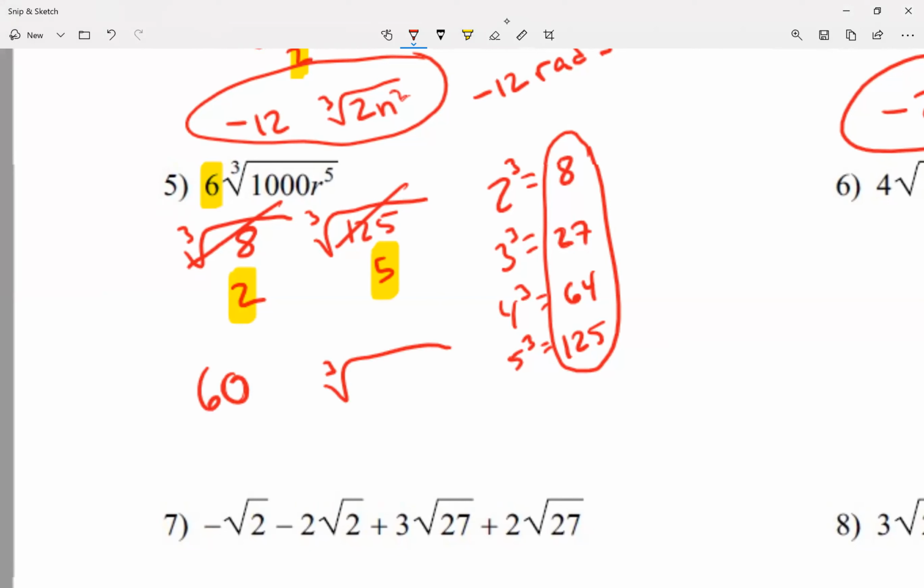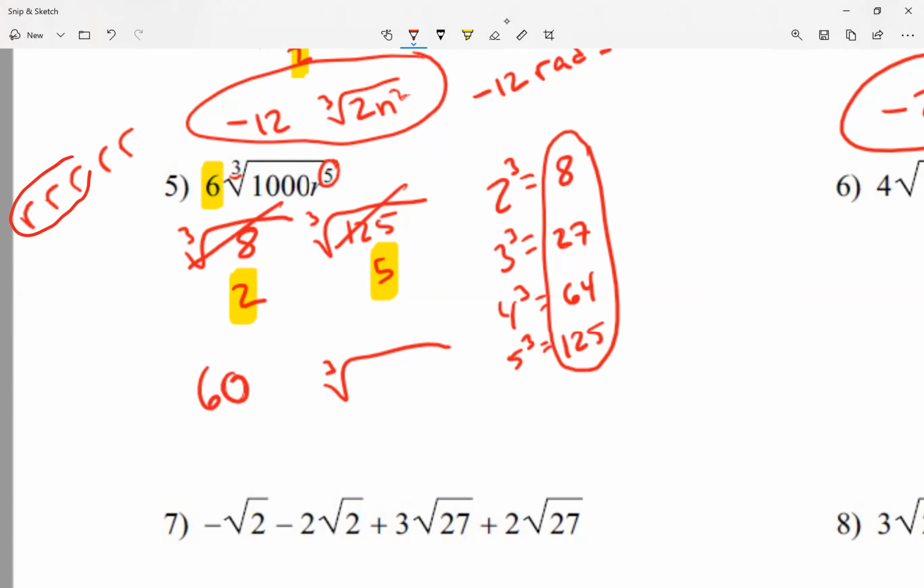Now let me take a look at the letters. The exponent is 5 and the root is 3. My exponent is bigger, so I can simplify this. So it's r to the 5. So let me write r 5 times. My question here is, because the root is 3, let me make groups of 3. There is 1 group. And my question here is, how many groups did I make? So I'm going to write r to the 1, right? Or r just 1 time.